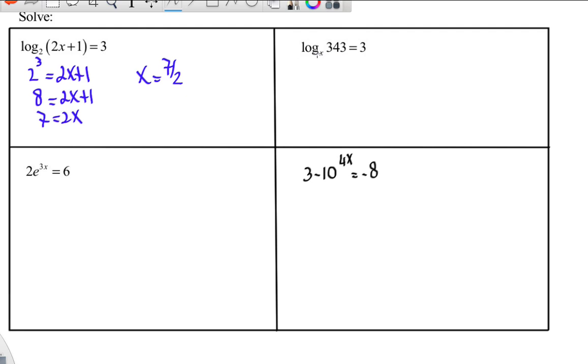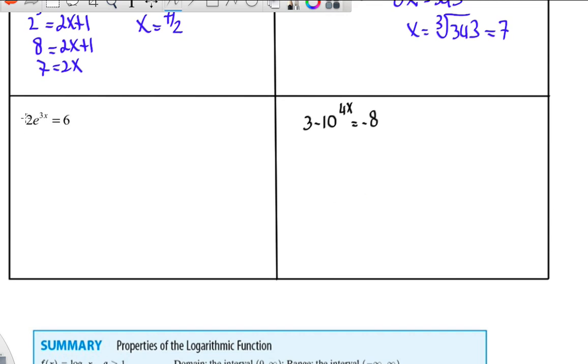Over here we get x cubed is equal to 343. So some of you know a number cubed that works. So if you're not sure, you would have taken the cube root on both sides. So that means x is the cube root of 343. And that actually does come out as a 7.